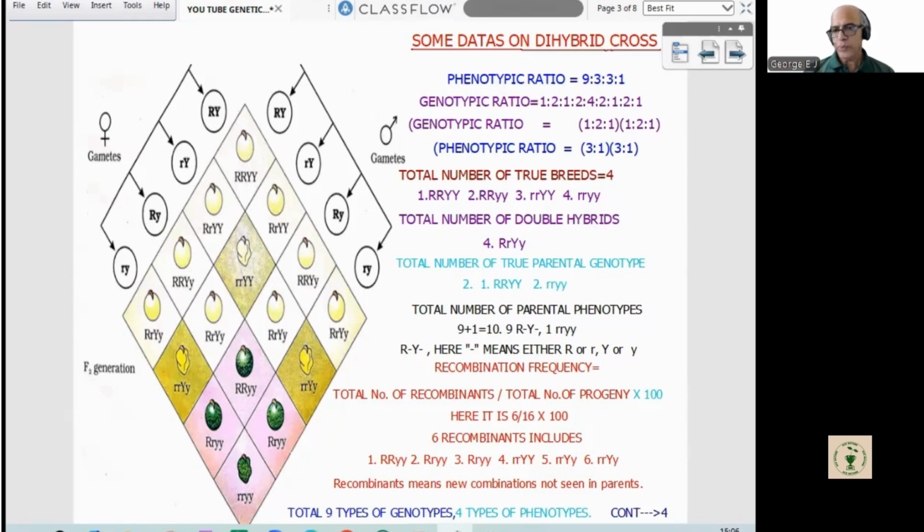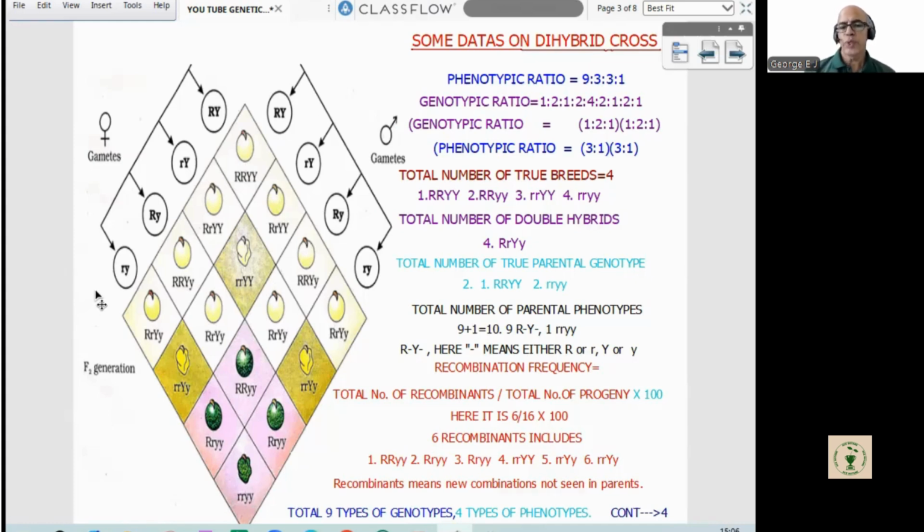And the total number of double hybrids, that is this one in the diagram: capital R small r, capital Y small y. So two heterozygosities, double heterozygous. This is that line. It's a very common question, we can anticipate. Now, the total number of true parental genotypes. True parental genotypes will be only two: one here, capital R capital R capital Y capital Y, and one here, small r small r small y small y.